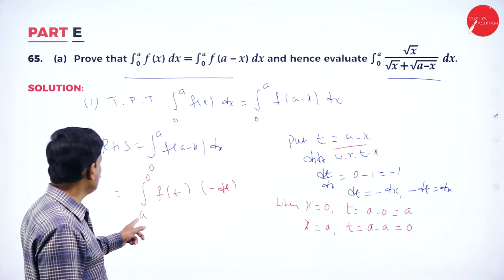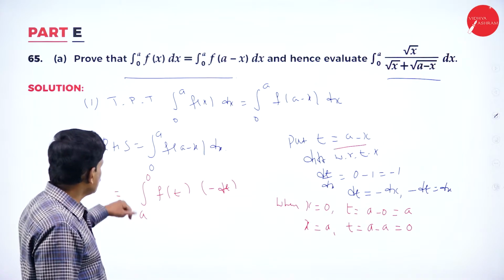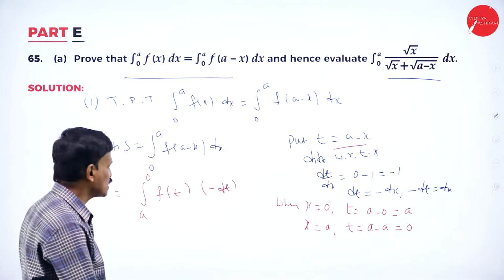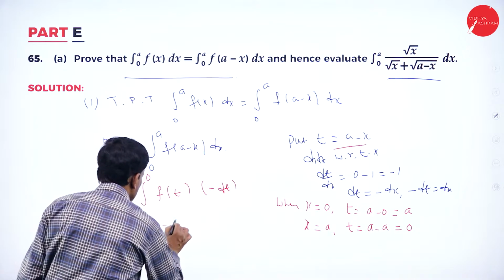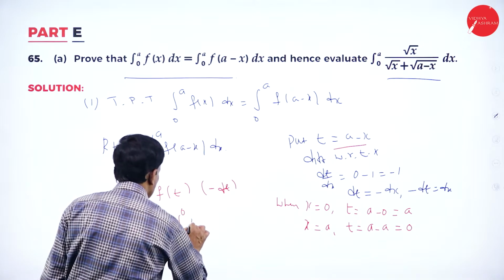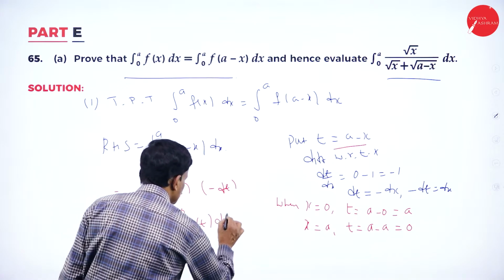So, the limits 0 to a reduce to a to 0, and f of a minus x is f of t, dx is equal to minus dt. You can take the minus out. So, if you take the minus out, this can be written as minus integral a to 0 f of t dt.